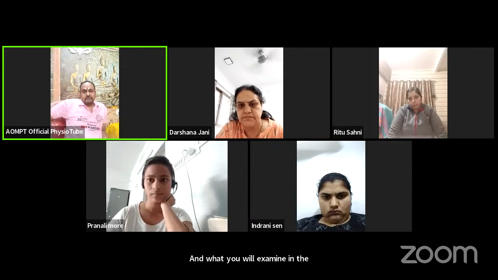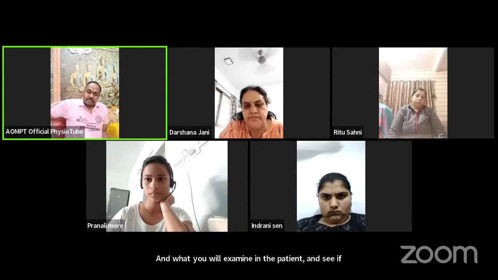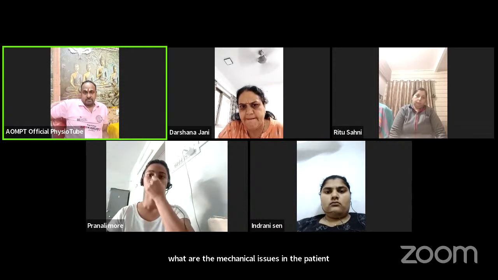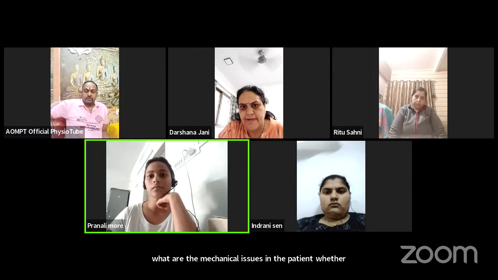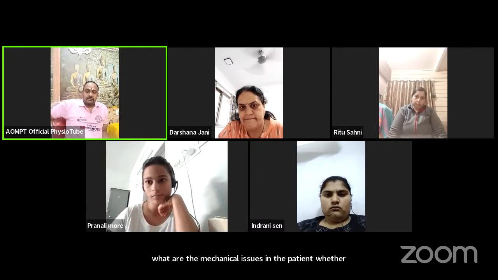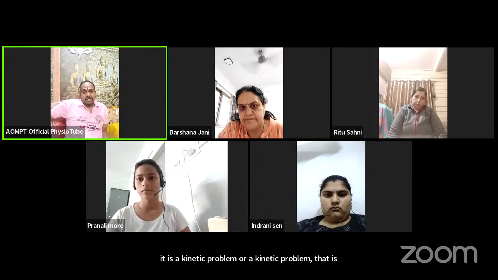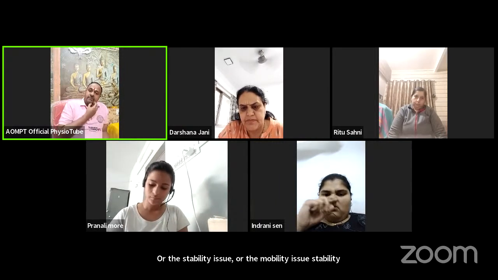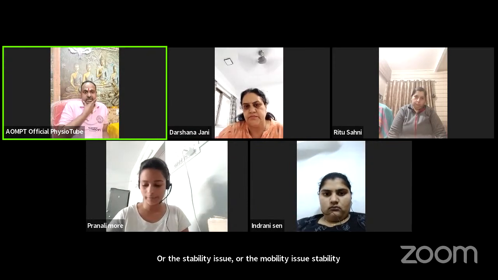See what the mechanical issues in the patient are. Whether it is a kinetic problem or a kinematic problem, that is the force closure and the form closure. Or the stability issue or the mobility issue. Stability in terms of posture causing symptoms, mobility in terms of movements or activities causing symptoms.